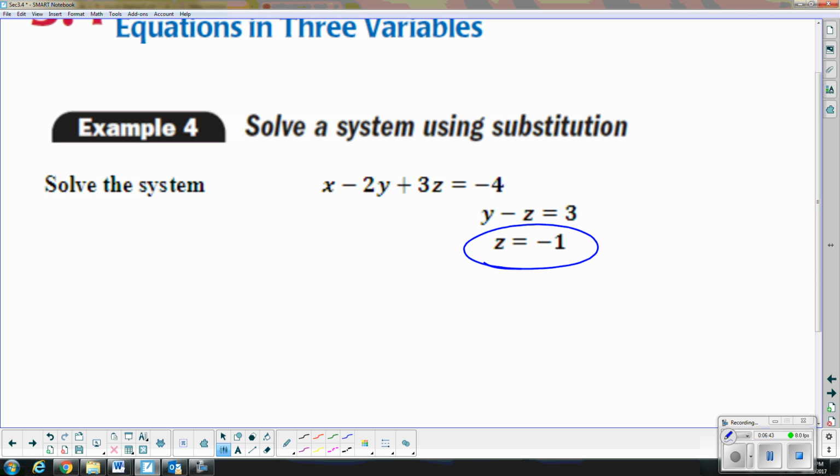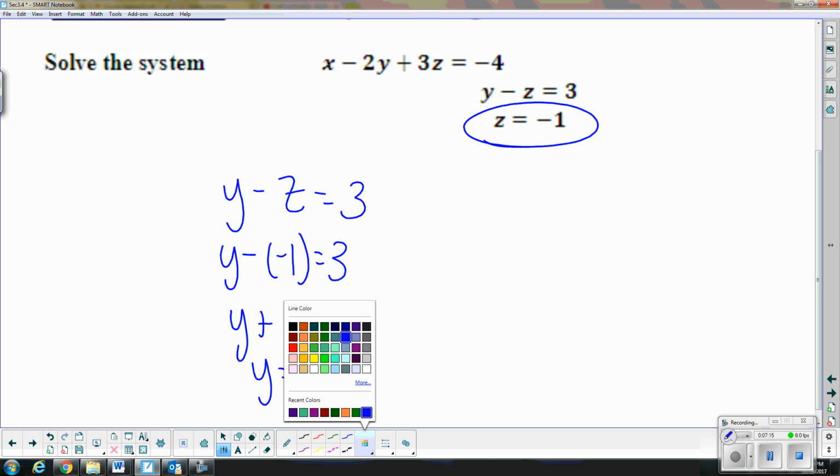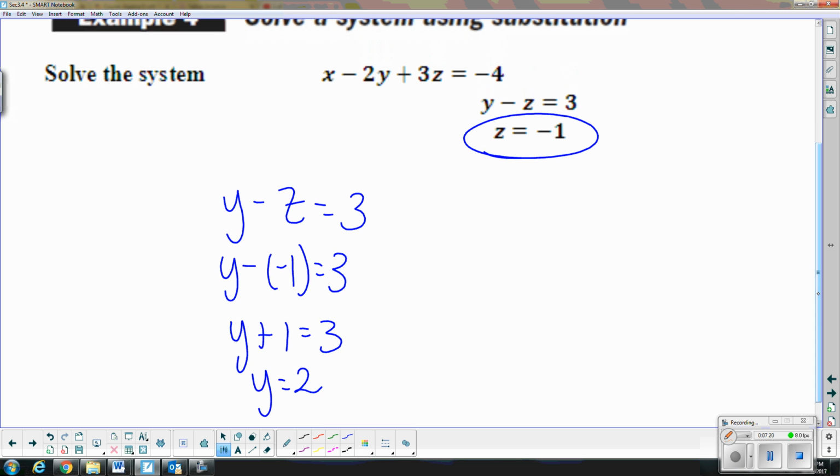So we're going to go up one equation. And we've got y minus z equals 3. We're going to rewrite that and plug in -1 for z. So y minus -1 equals 3. So we can solve for y. So y plus 1 equals 3. Subtract 1 from both sides, and we get y equals 2. Okay, now that we have z and y, we can go back to the original equation and solve for x.